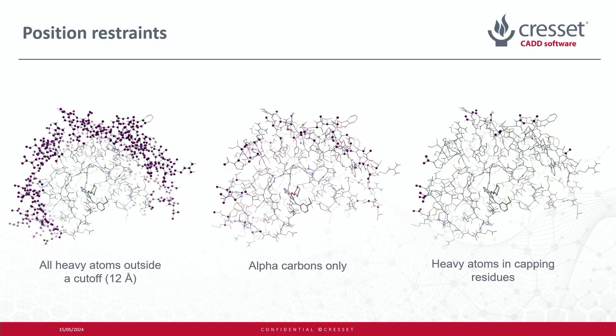So first of all, we looked at using position restraints and various different schemes for doing this. First of all, you can define an inner cutoff. In this case, we're using 12 angstroms, so that gives you a 3 angstrom restrained zone at the outside of the truncated model. And you can, first of all, restrain all of the heavy atoms within that zone, which is the most restrictive method that we looked at. You can restrain only the alpha carbons within that zone, or you can only restrain the atoms in the capping residues that you've added when you did the truncation.